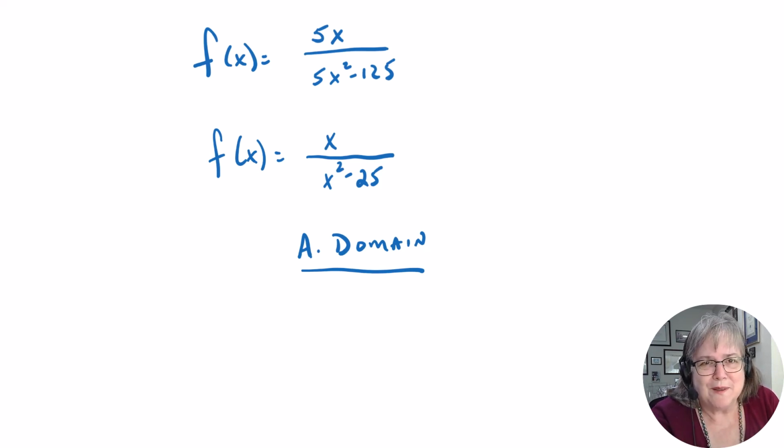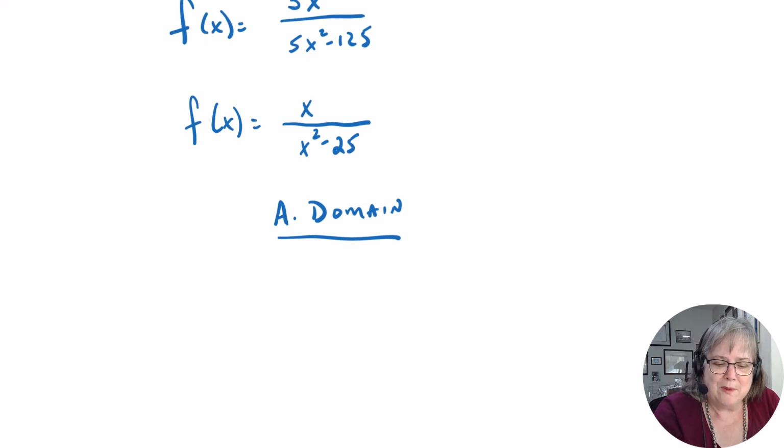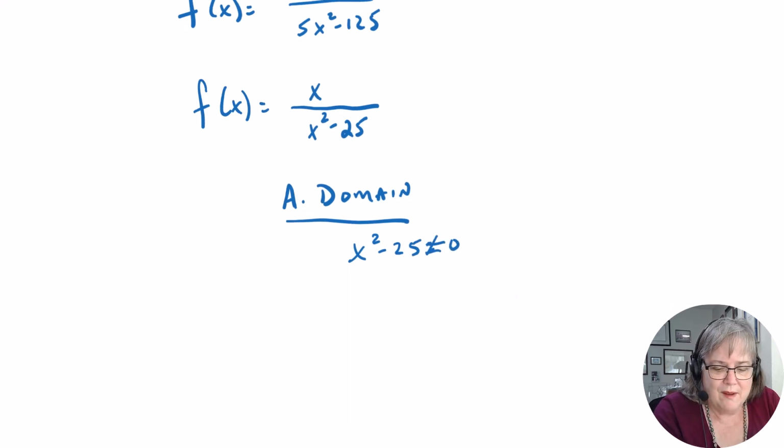And there's also restrictions on the domain when you have trig functions that are not continuous. But let's just talk about the one with variables in the denominator. So if you have variables in the denominator, you know that the denominator cannot be equal to 0. So x squared cannot be equal to 25. X cannot be equal to plus or minus 5.